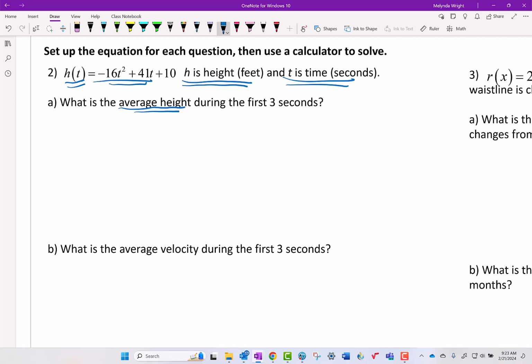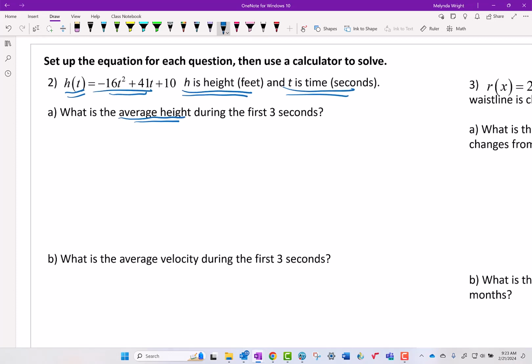equation or formula will we use? We have height and we want average height. Is that average value or average rate of change? It's value. It's average value. We have the equation that we want the average of. Okay, so here we go. So the first 3 seconds. I'm going from T is 0 to T is 3. And this would be A, and this would be B. A is the smaller one, and B is the larger one.